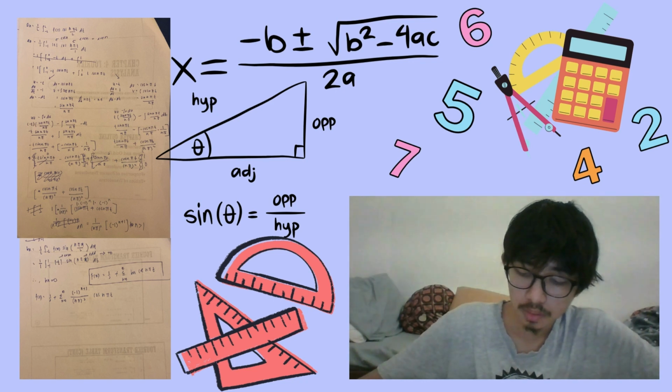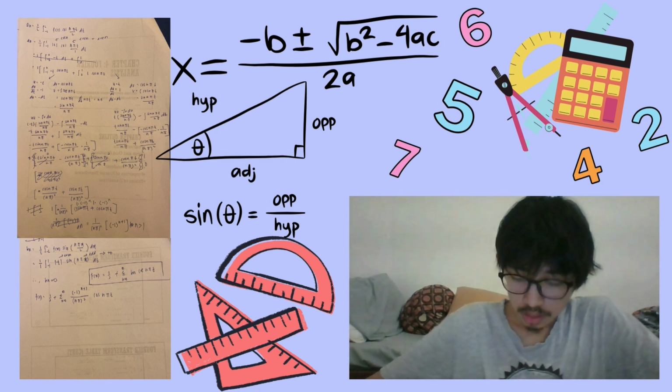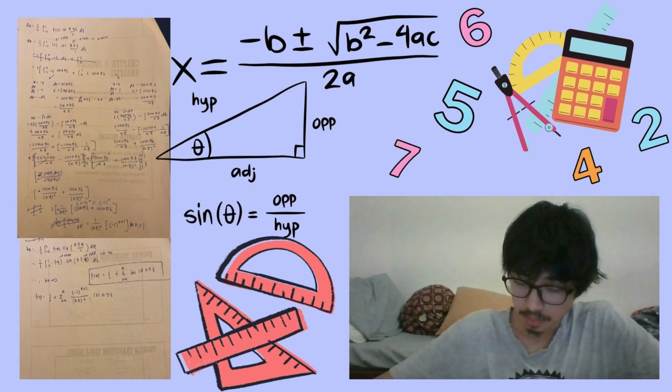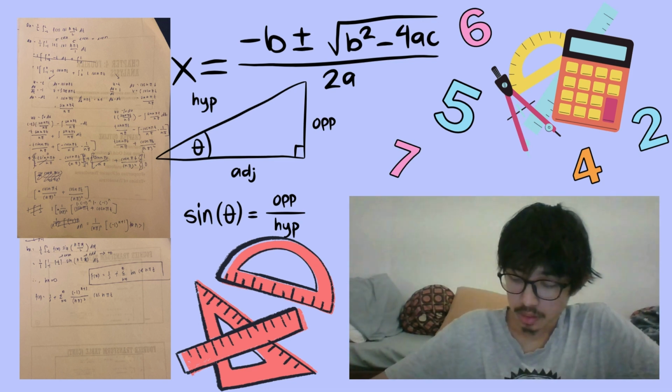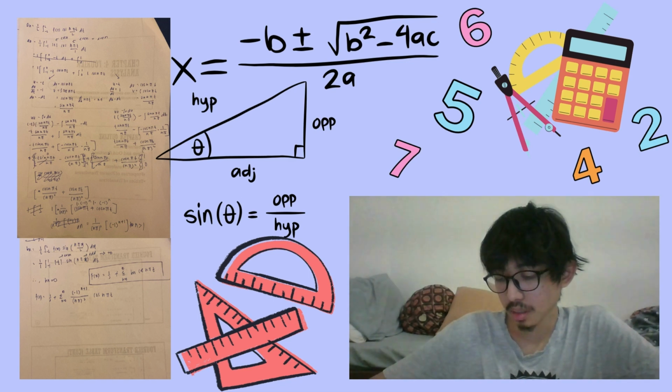Kemudian u sama dengan negatif t, bezakan du per dt sama dengan negatif 1. U sama dengan negatif dt. dv sama dengan integral cos n pi t, v sama dengan sin n pi t per n pi. Untuk u sama dengan t, du per dt kita dapat 1, du sama dengan dt. dv sama dengan cos n pi t, v sama dengan integral cos n pi t dan jawapan akhir adalah sin n pi t per n pi.